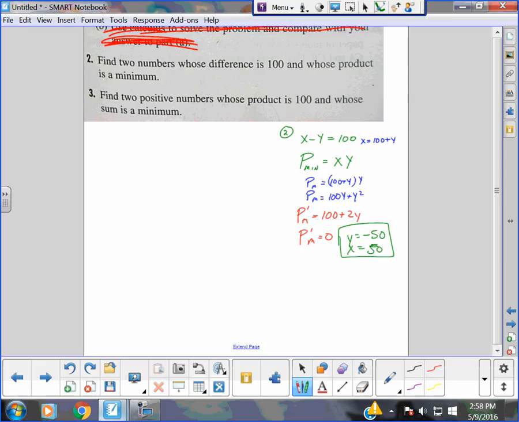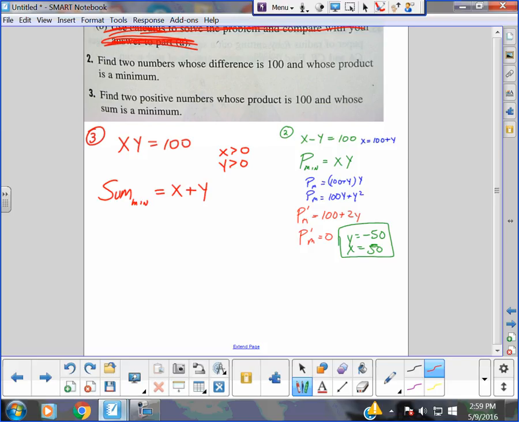Let's do it in red. 3. Find two positive numbers whose product is 100 and whose sum is a minimum. So two positive numbers whose product, x times y, is 100, where x is greater than 0 and y is greater than 0. You guys agree? And whose sum, and I'm going to write SUM, is a minimum. Sum min, and that means x plus y is a minimum.